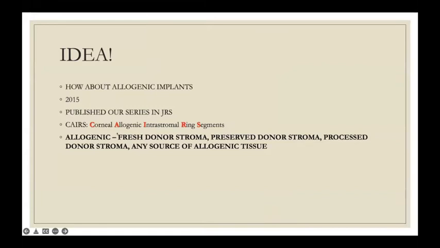And as I said, the acronym stands for Corneal Allogenic Intrastromal Ring Segments. Though in this talk I'll be showing a lot of donor corneoscleral rims, please do remember that this acronym, when it was coined by me, was made to stand for any source of allogenic tissue, which could include fresh donor stroma, preserved donor stroma, processed stroma, or basically any other source of allogenic tissue.